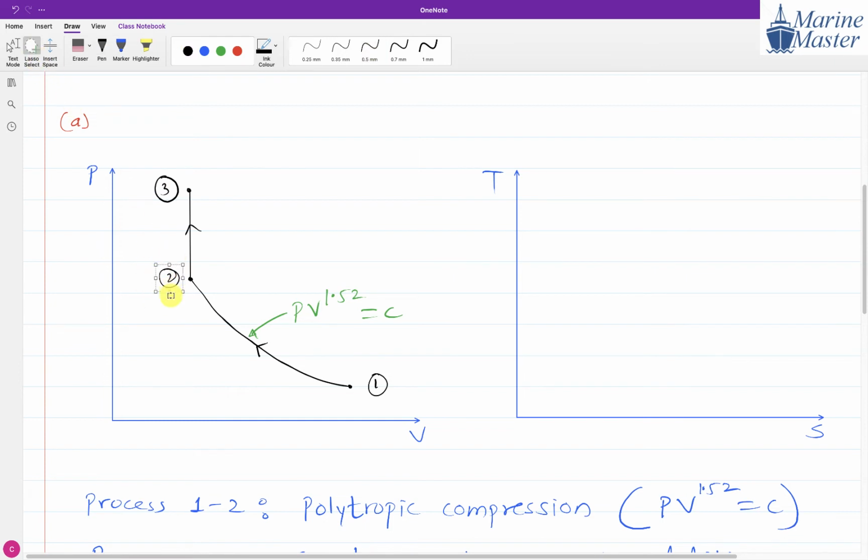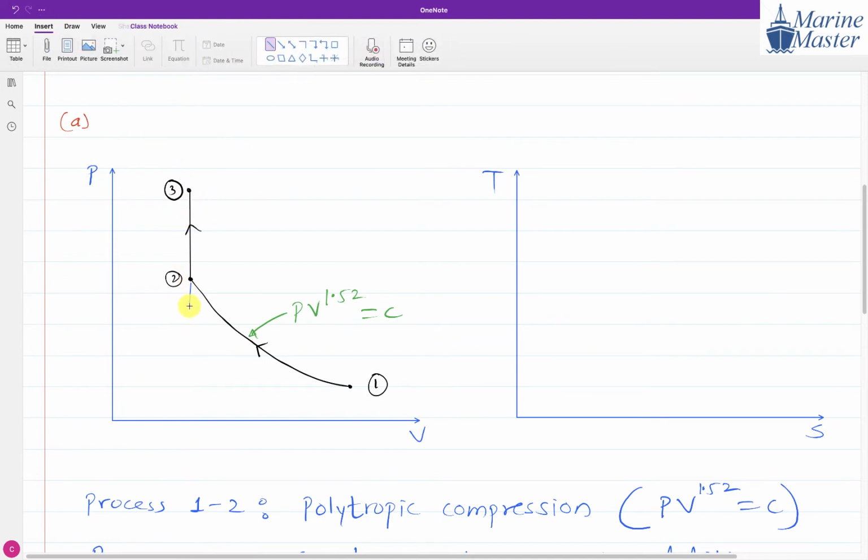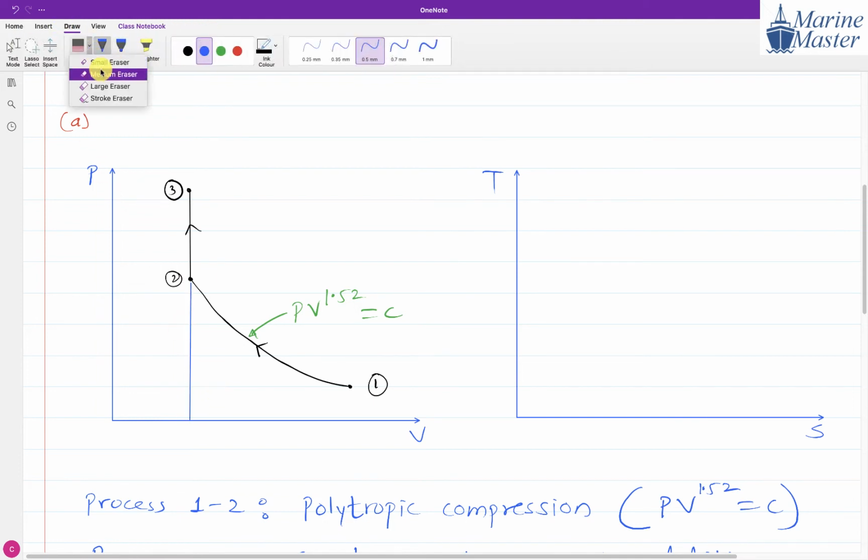2 to 3. So constant volume means a straight vertical line going upward, not going downward. If it is going downward, it means constant volume cooling. If it is constant volume heating, it means vertically upward, 2 to 3. If you draw one dotted line, we can draw. Always try to draw things properly. So here we can say the volume of point 2 is equal to the volume of point 3.